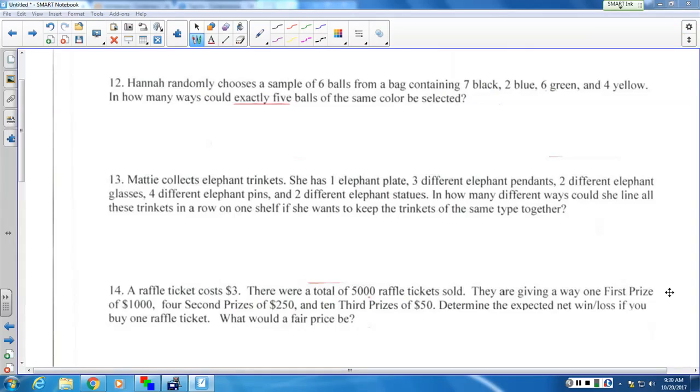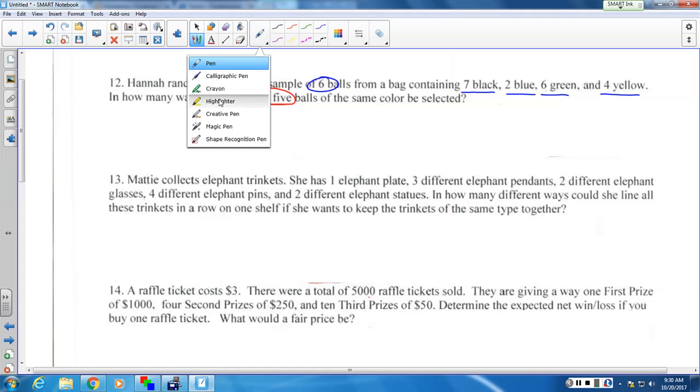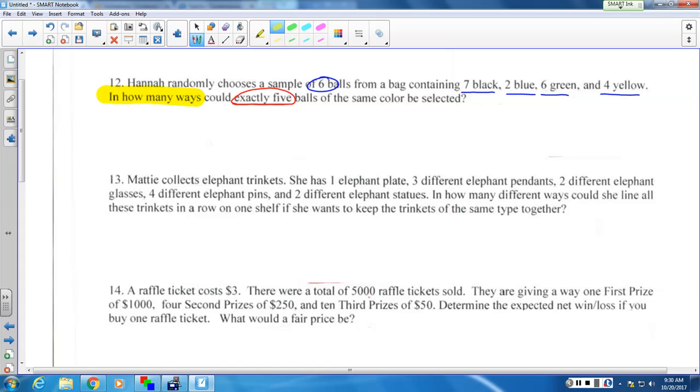Okay, number 12. Hannah randomly chooses a sample of 6 balls from a bag containing 7 black, 2 blue, 6 green, and 4 yellow. In how many ways could exactly 5 balls of the same color be selected? It said, in how many ways. It didn't say what's the probability, so I'm not dividing by anything. Probability is where you divide. So exactly 5 the same color.